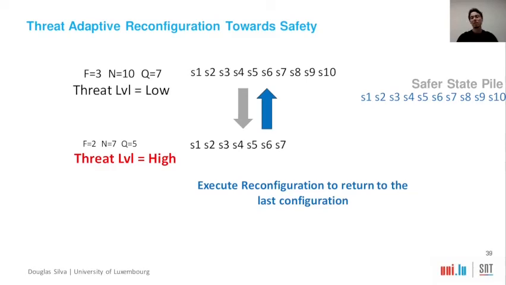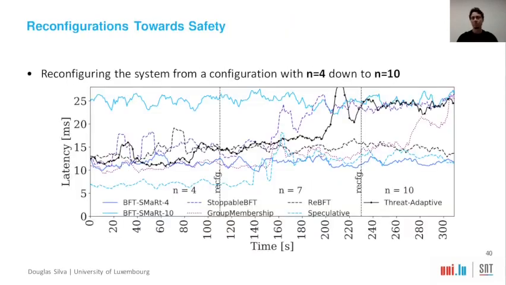And imagine that here, for example, we came back to the state with 7 replicas, and for some reason the threat level is still high, showing still high chances. We would just execute the reconfiguration again and put the system in the most resilient state possible. We did experiments on that, also comparing us with the same baselines.